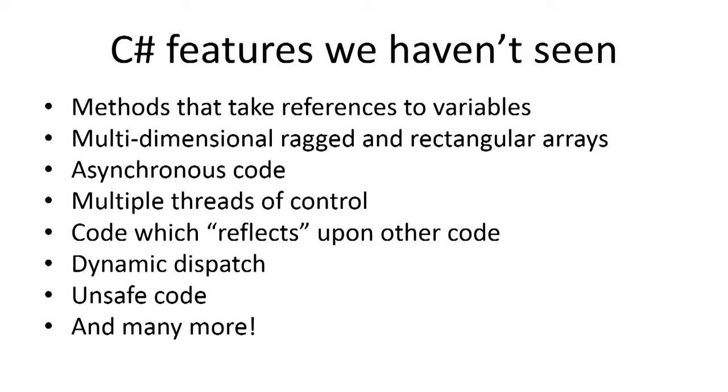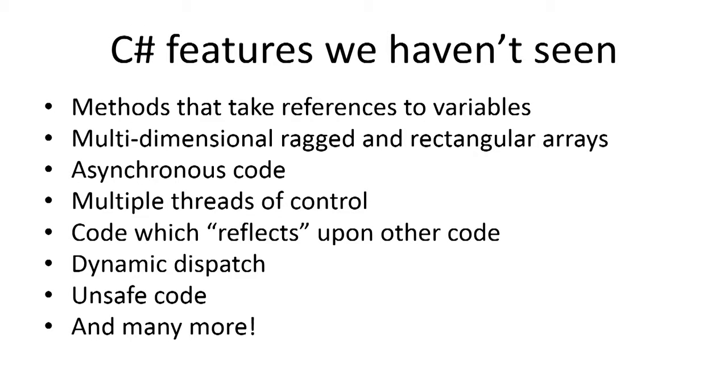You can make methods that take references to variables instead of values. We saw that briefly with methods like the TryGetValue method on dictionary that takes a reference to a variable, which is then filled in with the value if it exists. There are more complicated kinds of arrays in C#. There are arrays that take multiple dimensions in their indices, so not just one index into an array, but you could pass in 2 or 3 or 4 indices into an array. There are different forms of that. There's one form called a ragged array. There's another form called a rectangular array. We didn't look at any of that stuff.